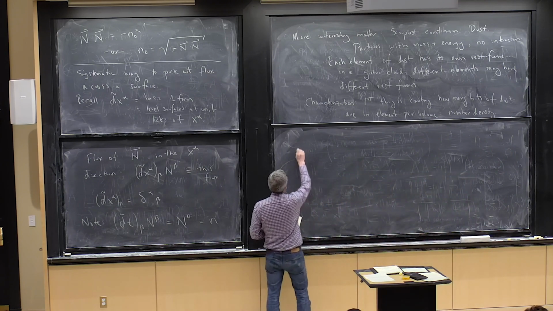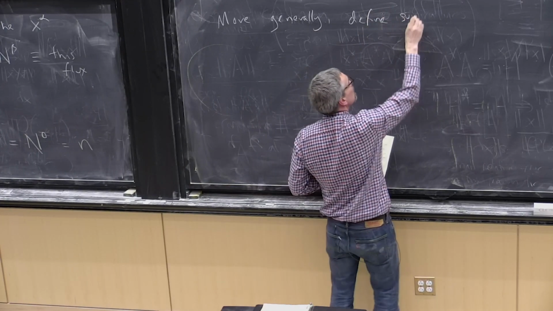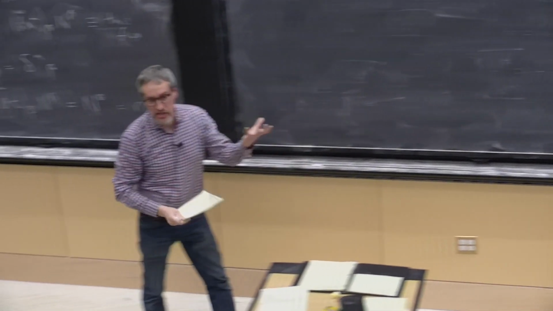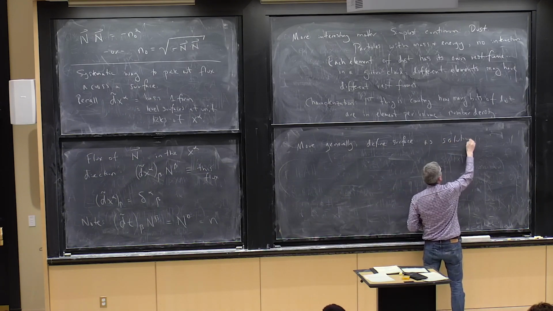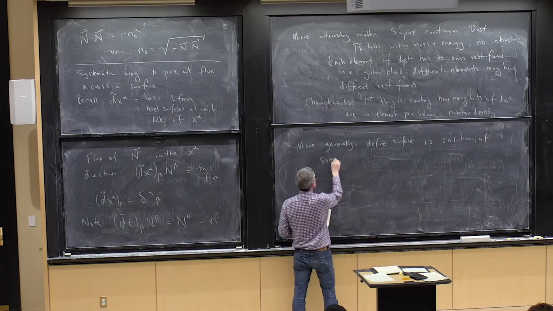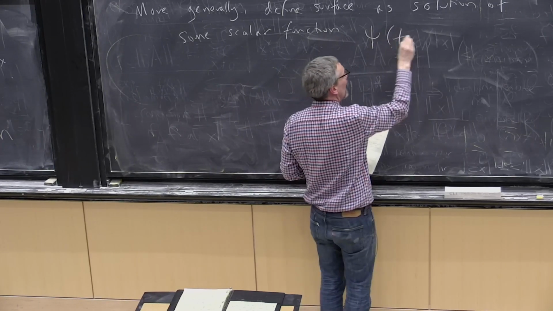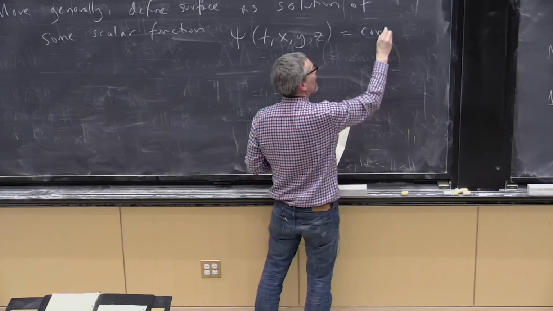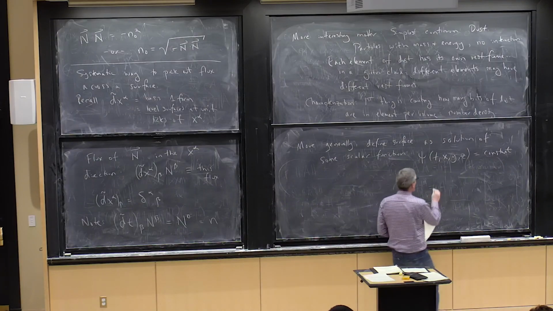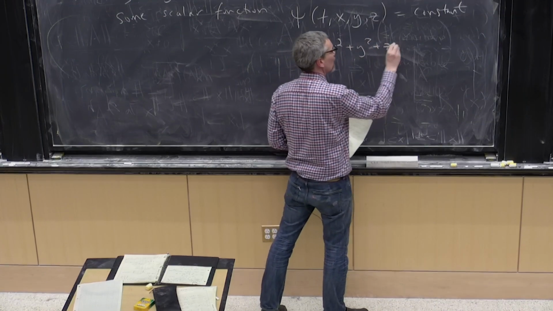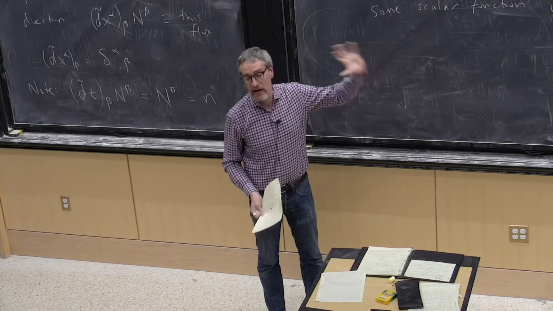More generally, what you can do is define a surface as being the solution of some scalar function in space-time. So let's say I do something like psi of t, x, y, z equals a constant. This is very abstract, so let me make it a little bit more concrete. Suppose my function psi were the square root of x squared plus y squared plus z squared, and my constant was 5.